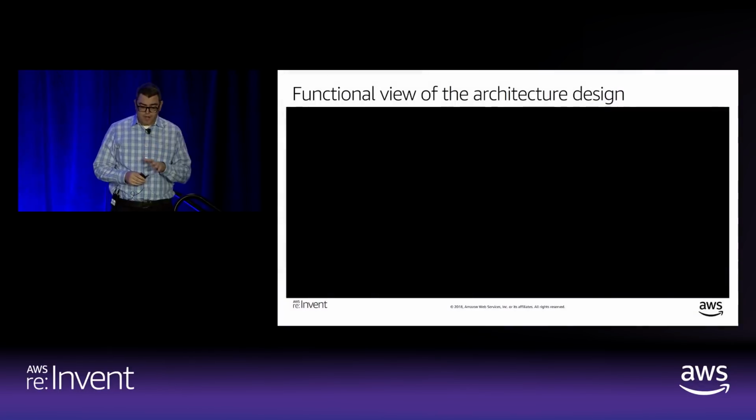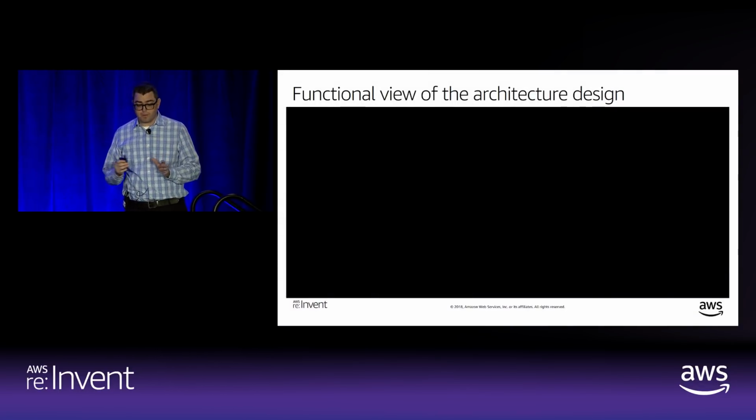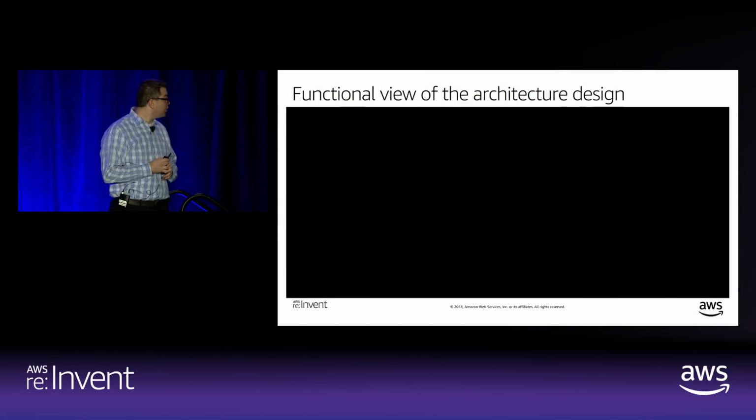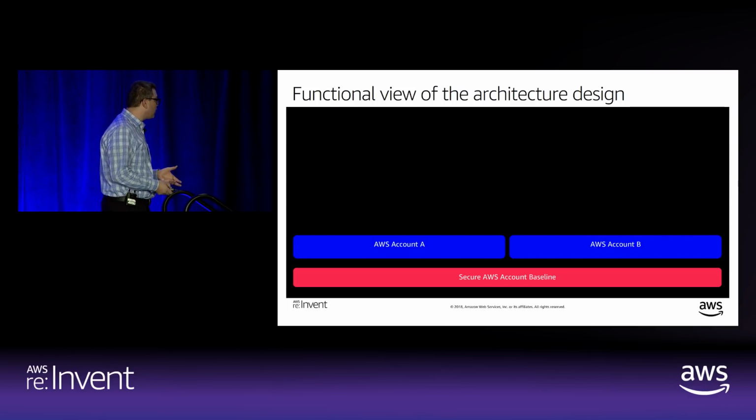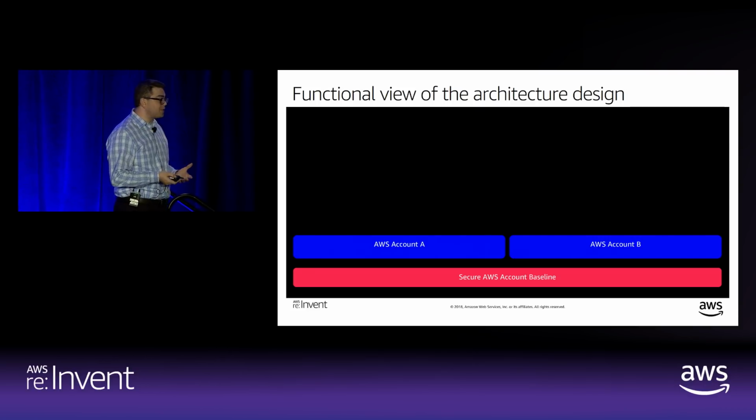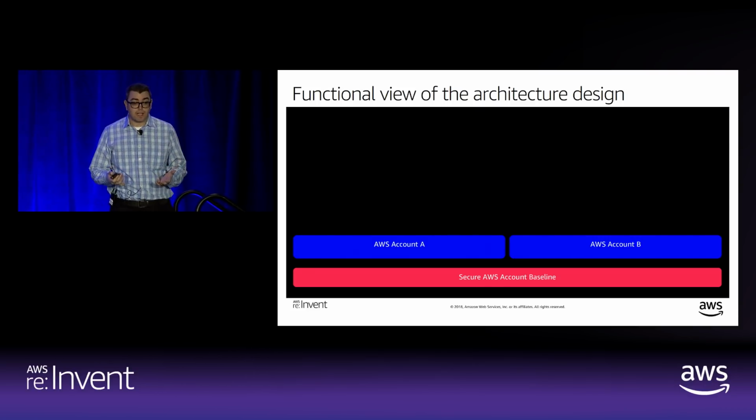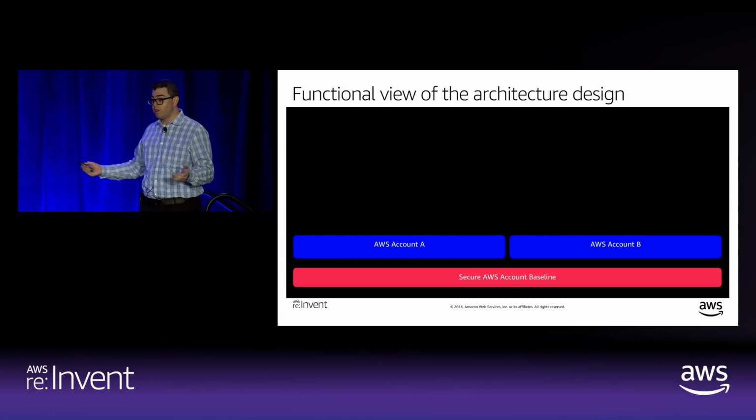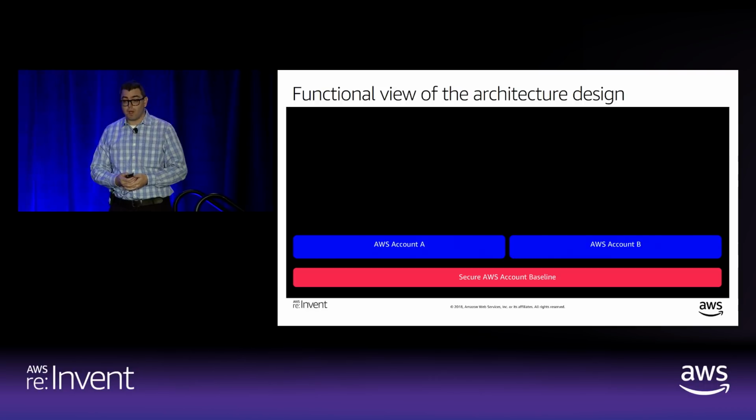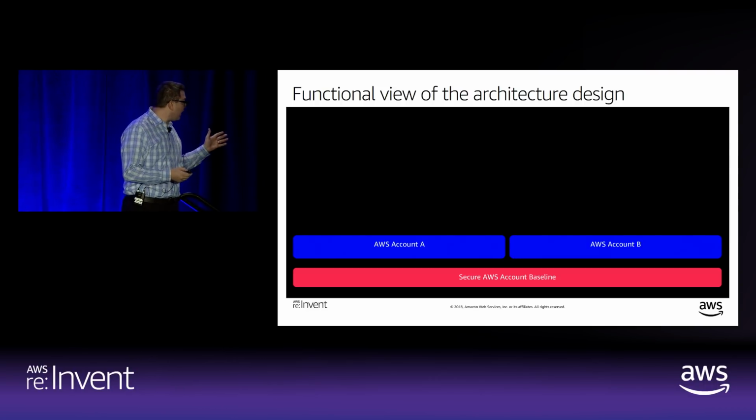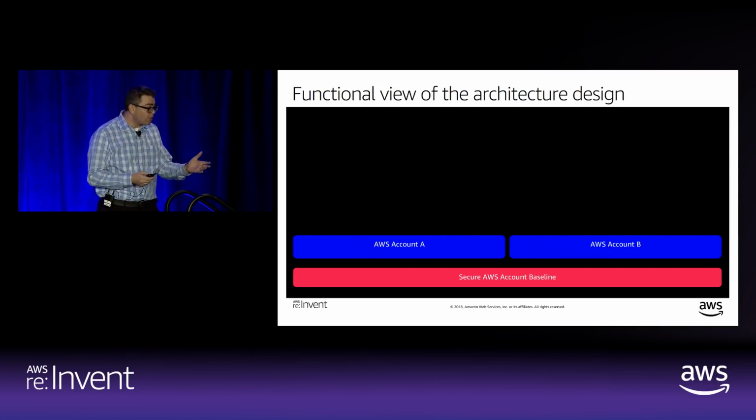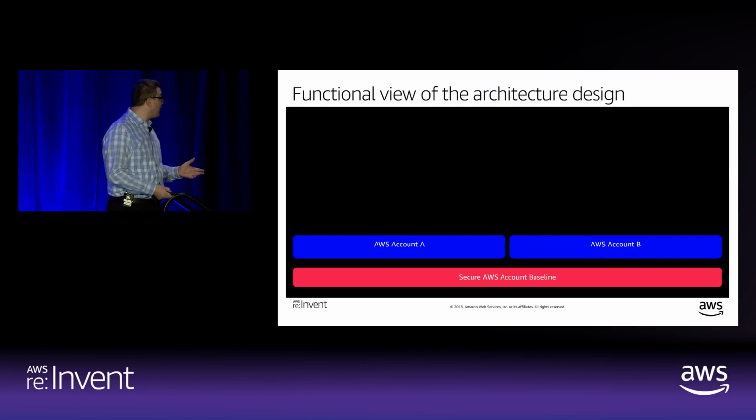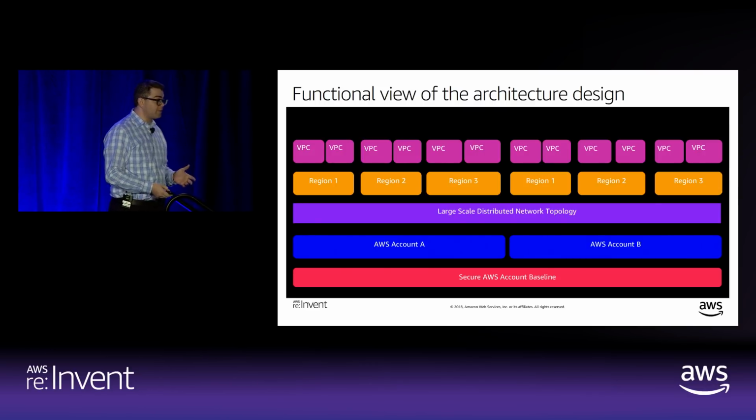So I want to start by talking a little bit about what a functional view may look like. A functional view of the architecture design will generally incorporate a secure AWS account baseline, a multi-account design profile, one that you can provision customers across multiple instantiations of AWS, right? One in which you can go ahead and provision and maintain the security of those accounts across a wide array of regions and network topology.